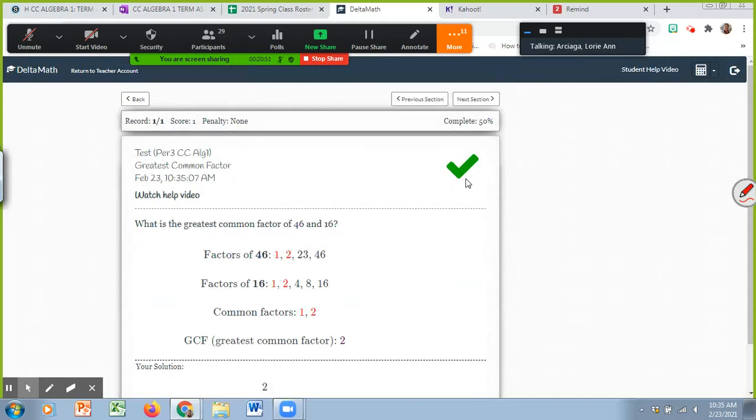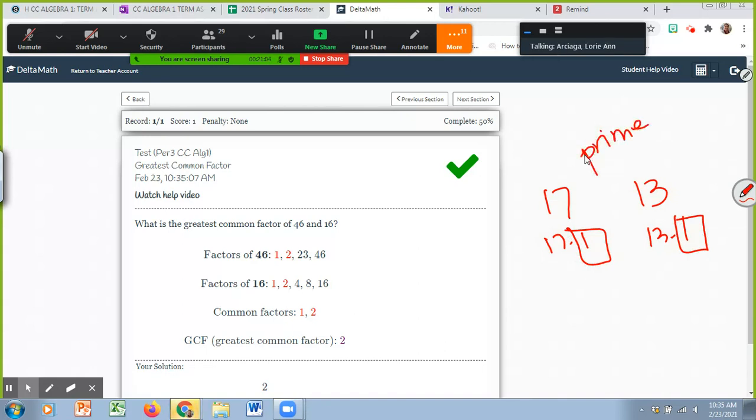So let's say, for example, I have 17 and 13. This is 17 times 1 and this is 13 times 1. So their only GCF is 1. In that case, they're prime, right? They're relatively prime to each other. Okay, so that's another special case right there. Let's keep going. Here we go.